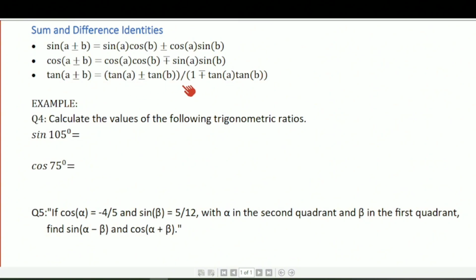in the numerator. Divided by the whole expression, 1 plus the product of the two tangents with the opposite sign from the numerator. If there is a plus between the two angles in the denominator, it becomes a minus. If there is a minus in the denominator, it becomes a plus. In the next part, two examples are given for a better understanding of these formulas.